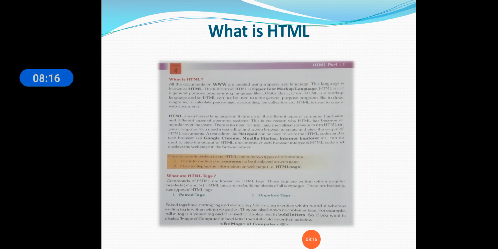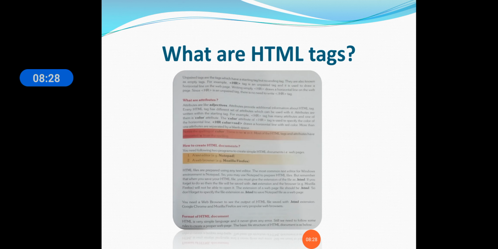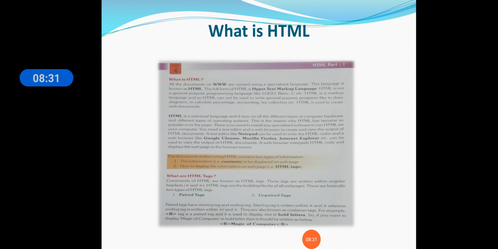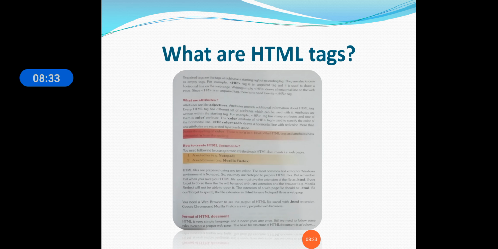HTML tags are of two types: paired tags and unpaired tags. First we have seen the B tag, that is for bold letters. If you want to make a bold letter, we will use the B tag. And HR is for a horizontal line. It is an unpaired tag, so it does not have an ending.